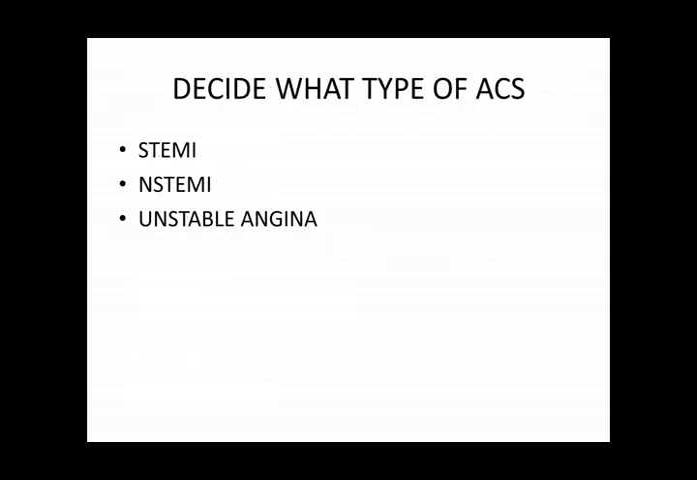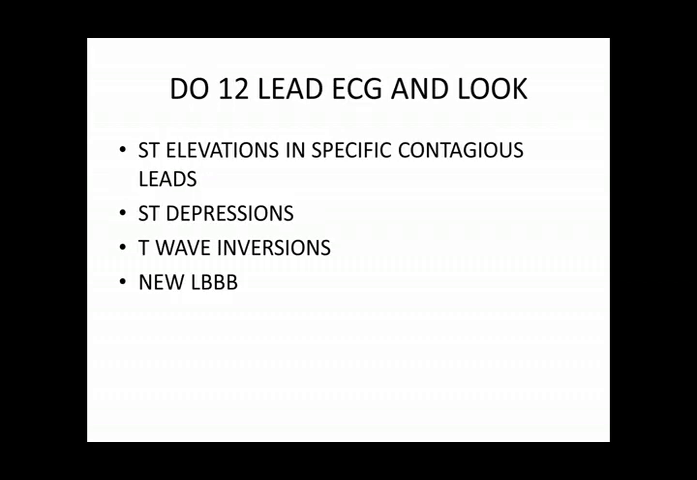Decide what type of ACS it is now. It is STEMI, non-STEMI or unstable angina. You do a 12 lead ECG and look for ST elevation in the specific contiguous leads. You have to know how to read the electrocardiogram. I am saying this repeatedly. Look for ST depression, ST elevations, T wave inversions, T wave flattenings, or new left bundle branch block, for example. So you have to go for the surface ECG, 12 lead ECG, not the monitor ECG. It will not decide the pain of ischemia.